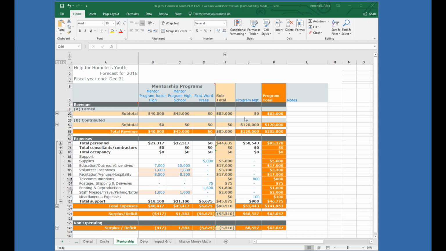So they decided that they would redesign the volunteer incentive program and provide stipends according to a sliding scale instead of providing a flat stipend per student mentor. So Jordan reduced this cost in each program by half from $1,600 to $800. And so we'll do that right here.